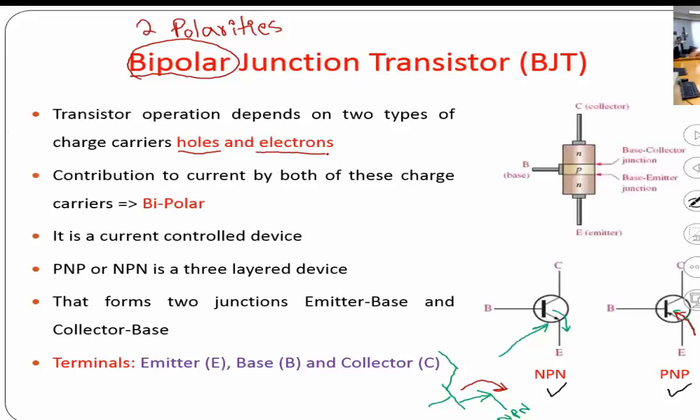Sometimes you might think, okay, how many junctions does a transistor have? Junctions is only 2. That's not why it's called bipolar. Are we clear? Bipolar means two polarities. The current contribution is from holes as well as from the electrons. That's why the term bipolar.